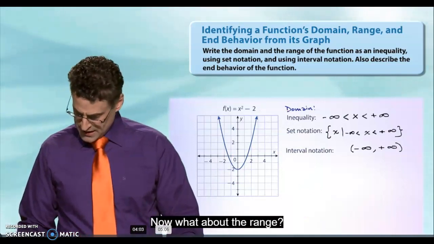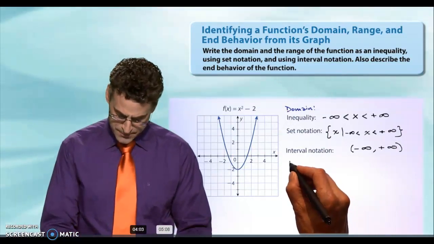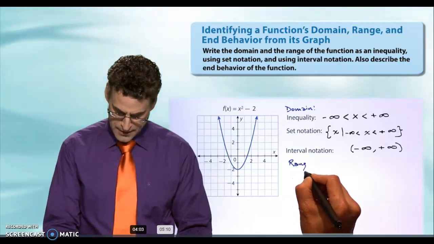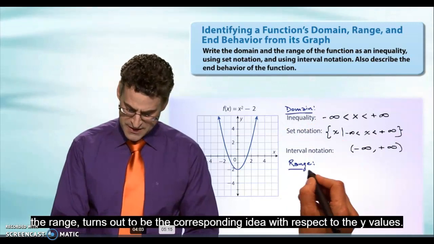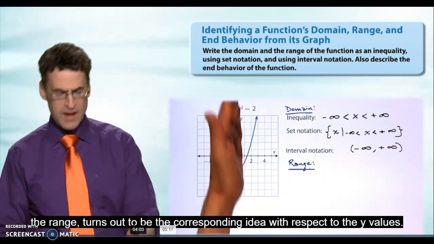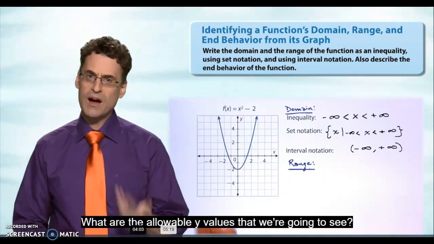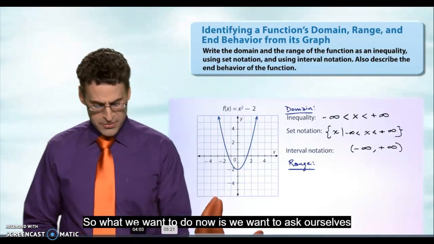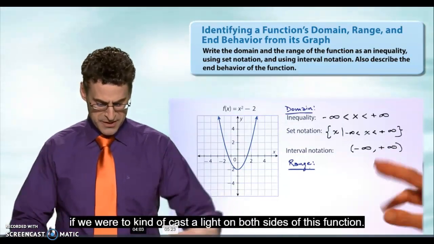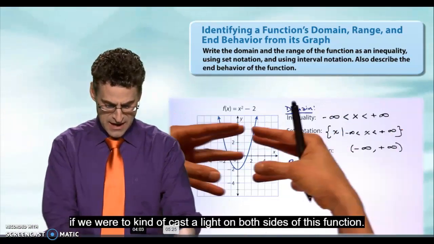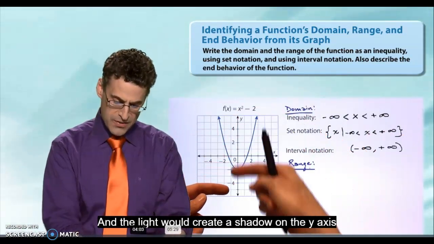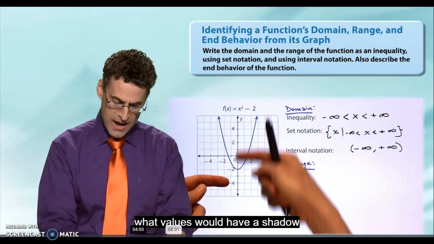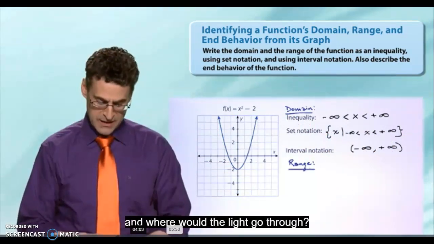Now, what about the range? Well, the range turns out to be the corresponding idea with respect to the y values. What are the allowable y values that we're going to see? So what we want to do now is ask ourselves, if we were to cast a light on both sides of this function, and the light would create a shadow on the y-axis, what values would have a shadow? And where would the light go through?